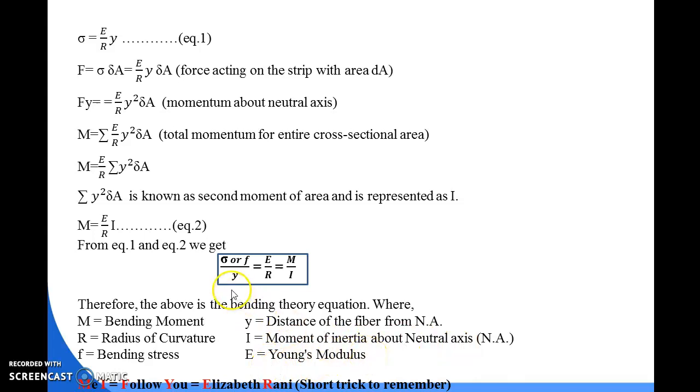To remember this equation very easily, there is a short trick: Me I, follow you, Elizabeth Rani. Me I, that means M by I, follow you, that means F by y, Elizabeth Rani, that is E by R. So today this much. We will solve some numericals based on the bending equation in the next class. Thank you.